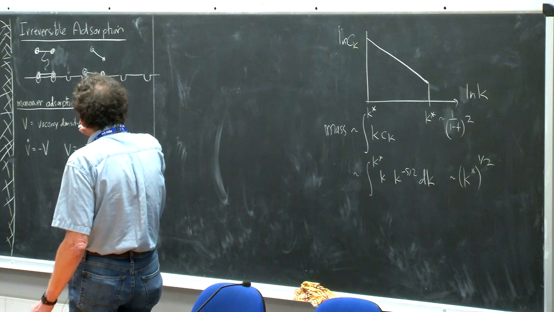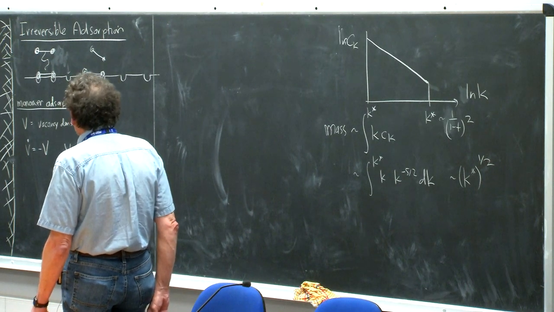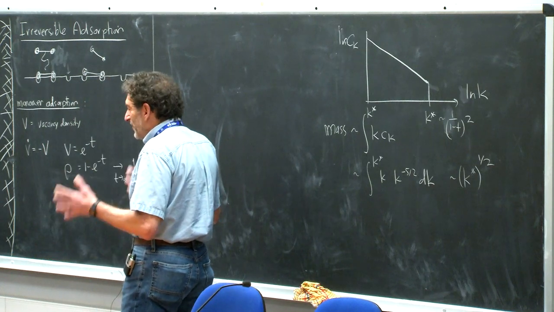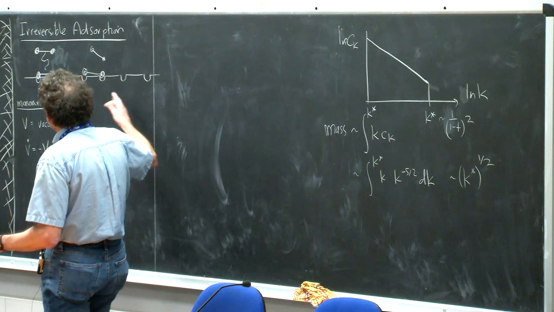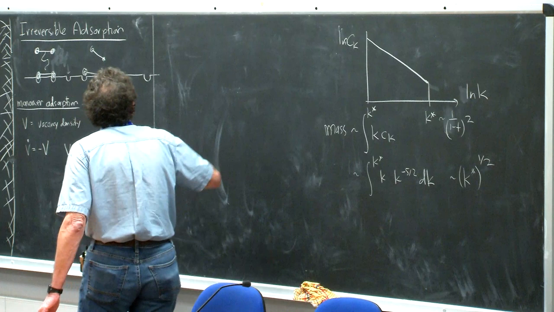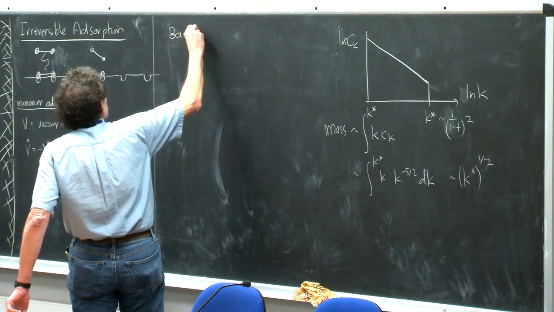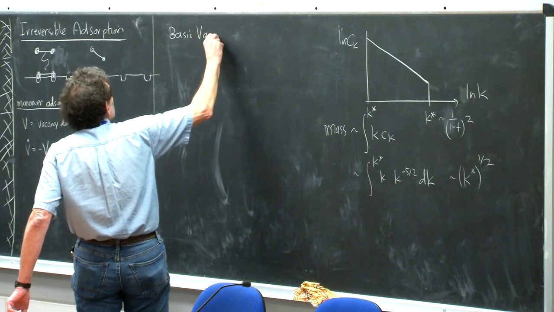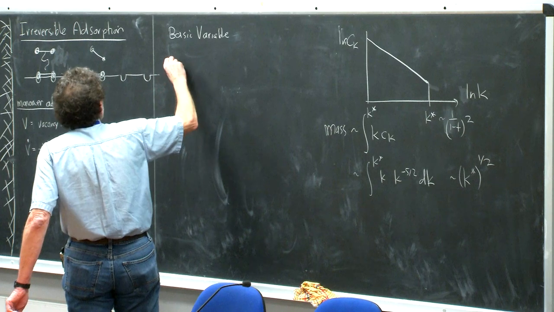Let's go back to the problem of solving this irreversible absorption problem. So first thing we need to do is define our basic variables. At some intermediate stage of coverage, there'll be some sites that are occupied and some sites that are empty. And so there's one basic variable that you might think of defining, and it's what I would call the vacancy density.